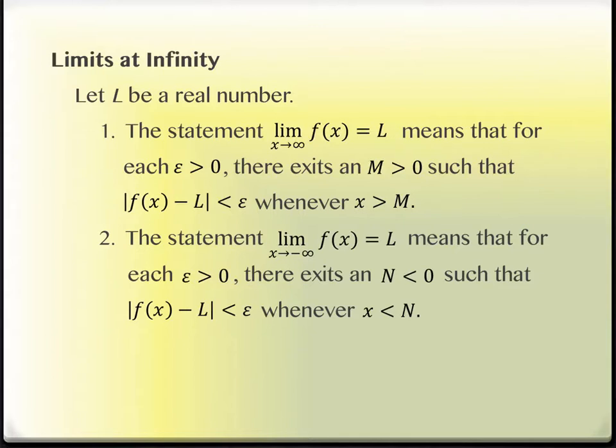I'll draw you pictures, I promise. Just write them down for now, okay? And the statement, the limit as x approaches negative infinity of f(x) equals L, means that for each epsilon greater than 0, there exists a capital N less than 0, such that |f(x) - L| < epsilon whenever x is less than N.